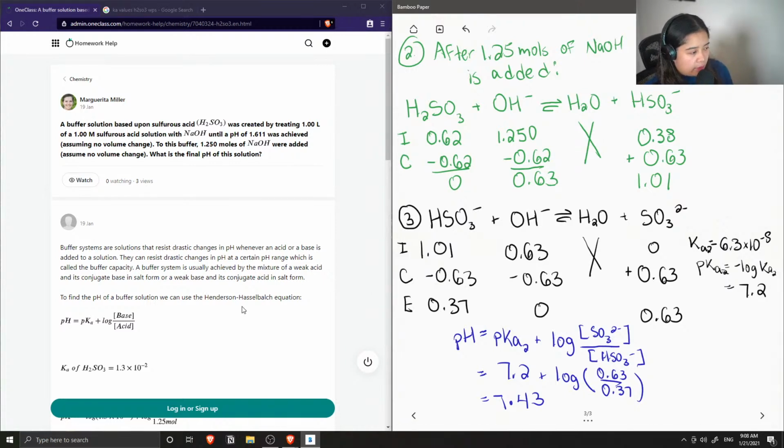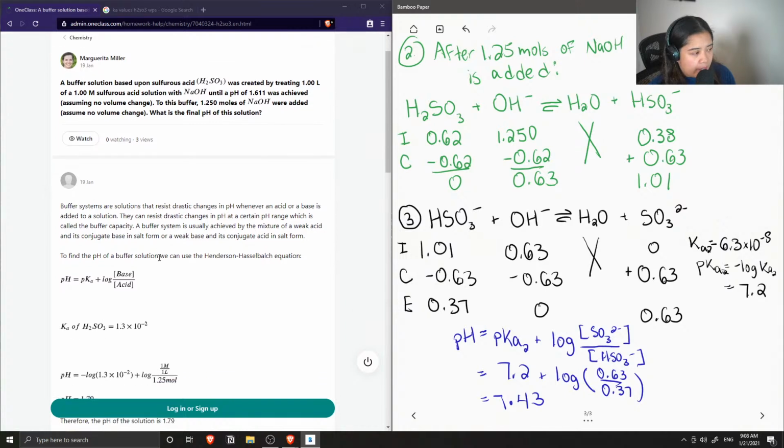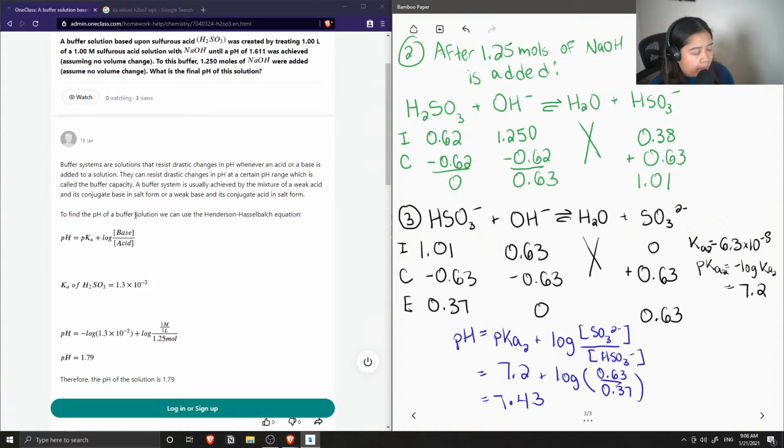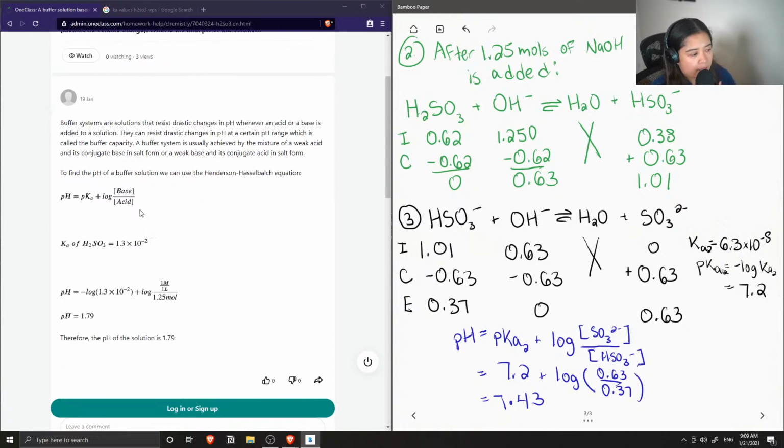And let's see what the junior tutor said. Buffer systems are solutions that resist drastic changes in pH whenever an acid or a base is added to a solution. They can resist drastic changes in pH at a certain pH range, which is called the buffer capacity. Buffer system is usually achieved by the mixture of a weak acid and its conjugate base in salt form, or a weak base and its conjugate acid in salt form. Find the pH of a buffer solution, we can use the Henderson-Hasselbalch equation. Okay, so this is true.